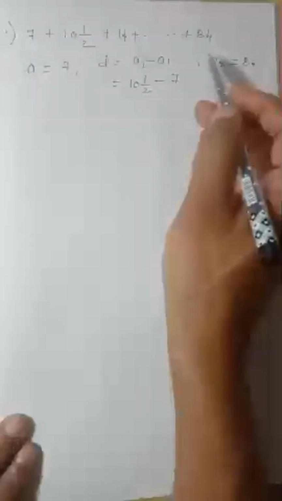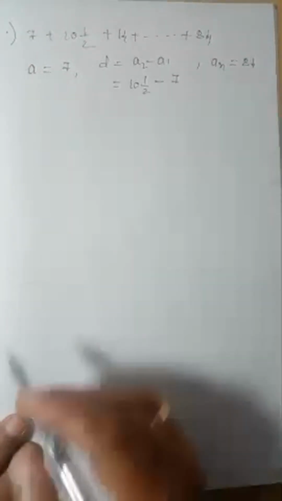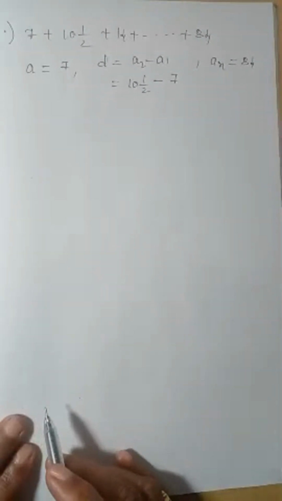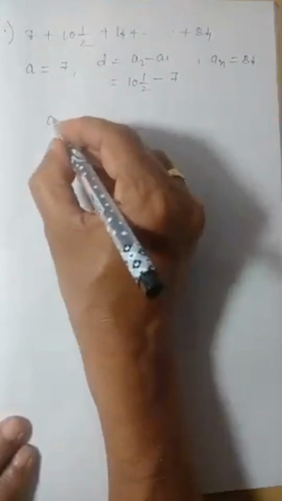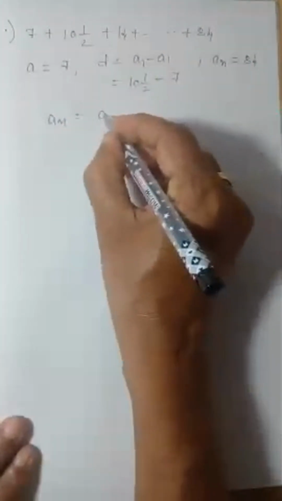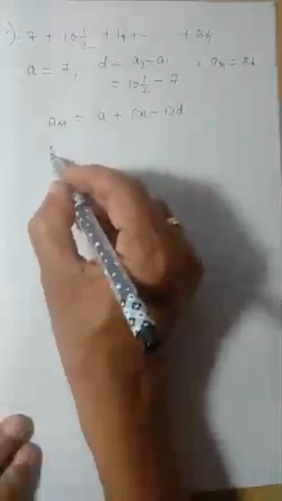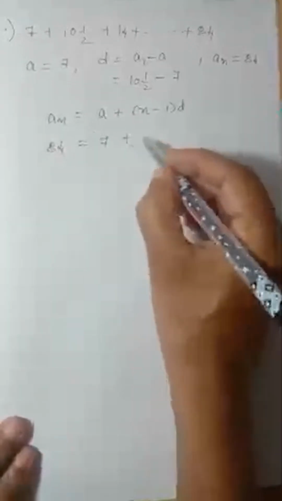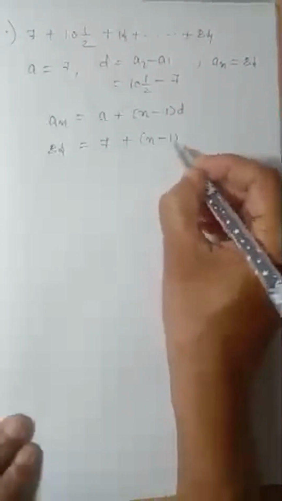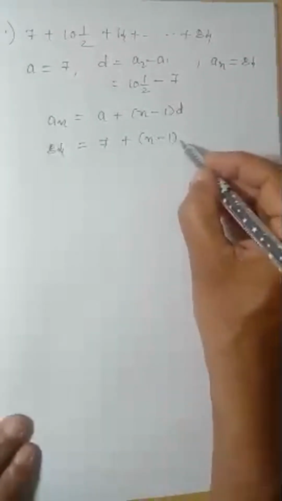When the first term and last term are given, you have to find the number of terms. How many terms are here, starting from 7 to 84? For that, you have to use the relation: An is equal to A plus n minus 1 into d. Here the last term is 84, the first term A is 7, plus n minus 1, which we need to find, into d.